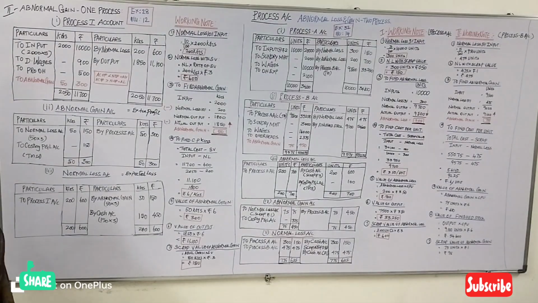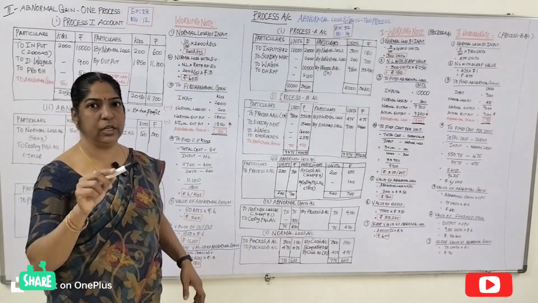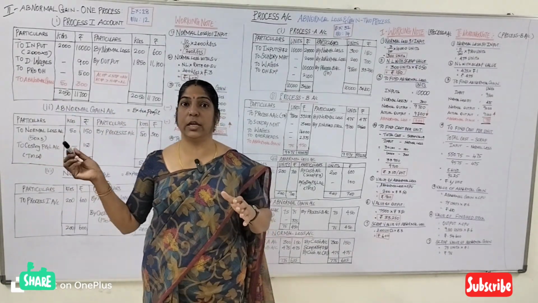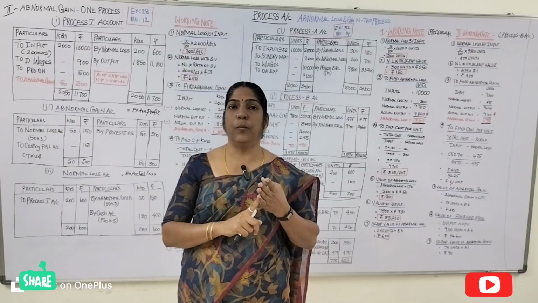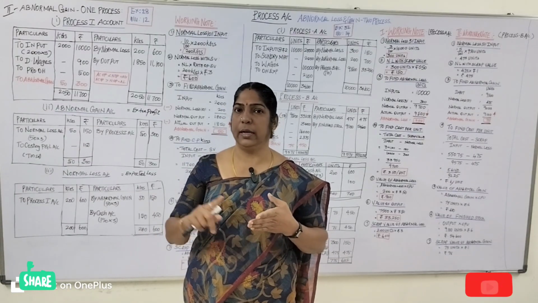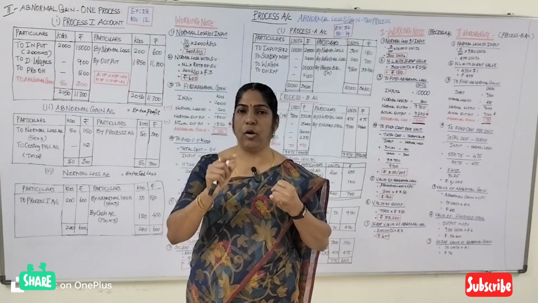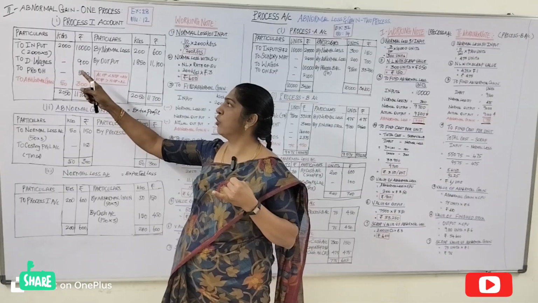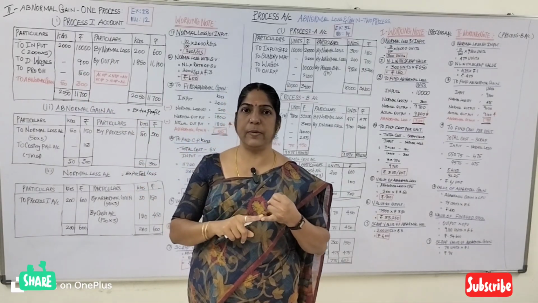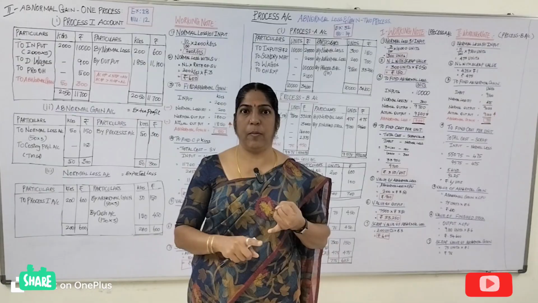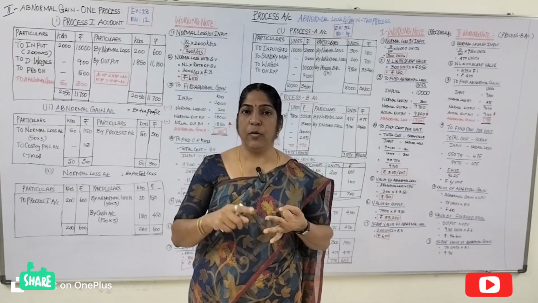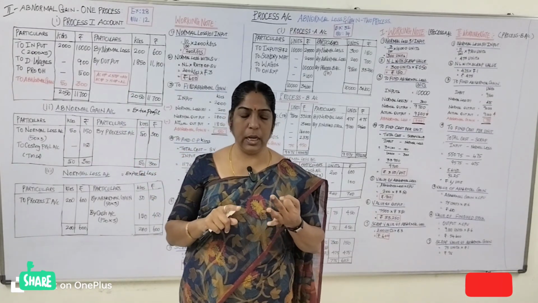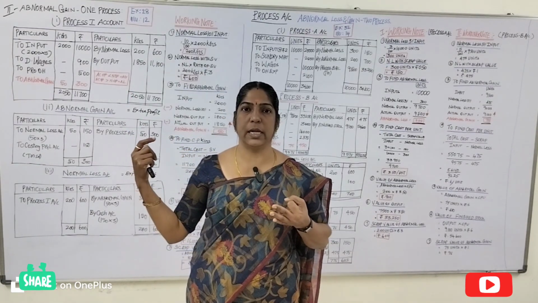Let's prepare. Let's always start with the T format, that is process 1 account. What is the format to write on the debtor side of the process 1 account? There are 4 important items we are going to enter on the debtor side. First item always starts with input, introduction of input. So what is the introduction of input? 2000 kgs. Sometimes they have given the input in kg form or liter form or unit form. For this sum, they have given the input in kg form.